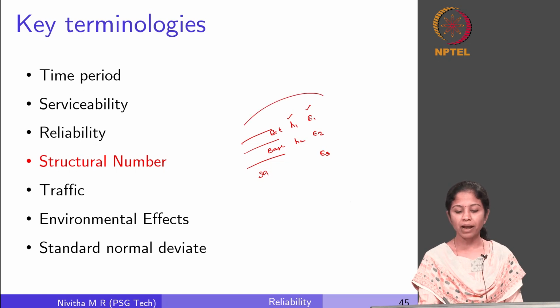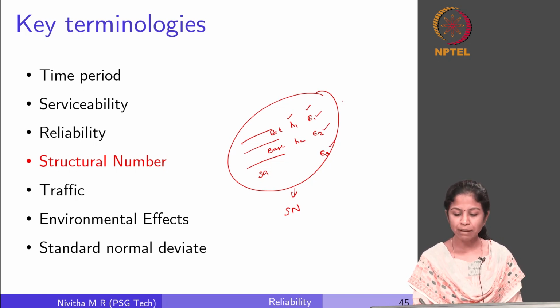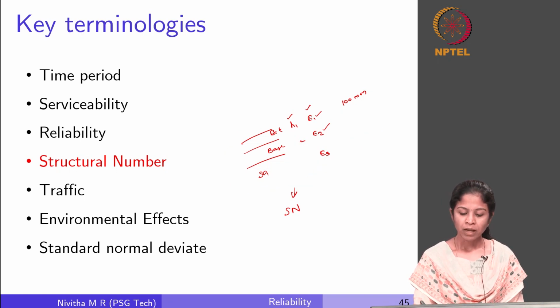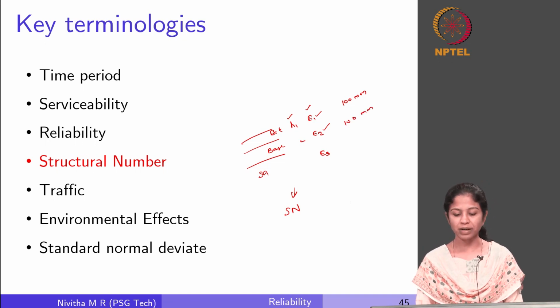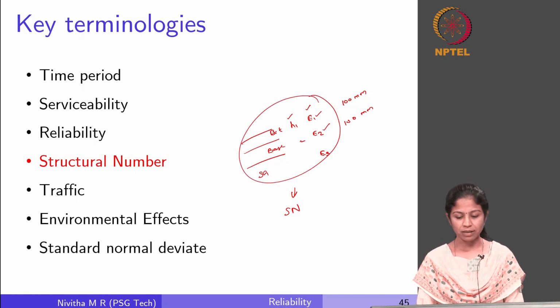So, if I have to combine all of them into one single number, that we call the structural number, then I have to give appropriate weightages to the difference in modulus of each of these layers, because the same thickness, let us say 100 mm thickness of bituminous layer, is not the same as the 100 mm thickness of the base layer. So, they are going to be different. So, to consider all this variability, we are using some coefficients. So, let us see how the structural number is defined.